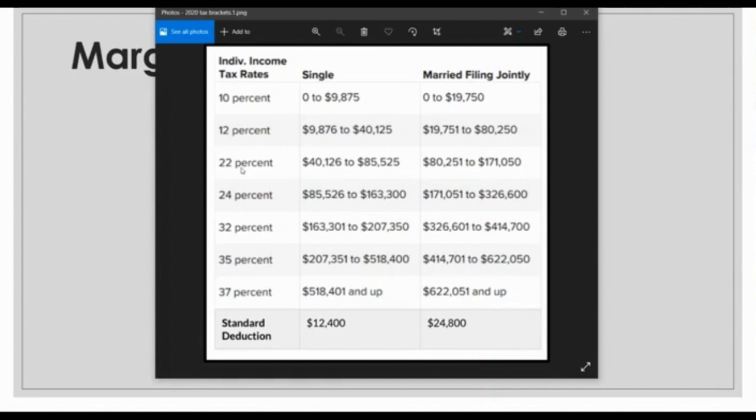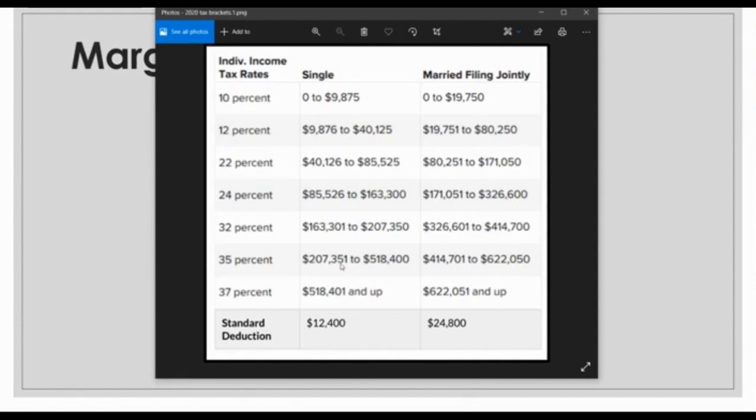So let's say that I ended up at $250,000. Not all of my money is taxed at 35%. Only the dollars that fell in this range. So some of my earnings were taxed at 10%, some at 12, some at 22, some at 24, and some at 32, and then yes, some at 35. But it's going to be much, much less than all $250,000. It would be like $42,000, $43,000 only that fell into that bracket.